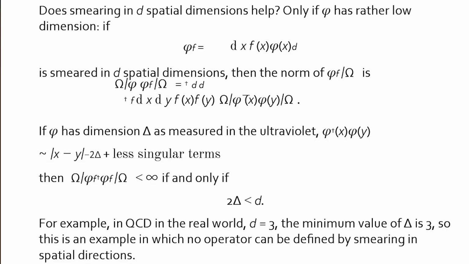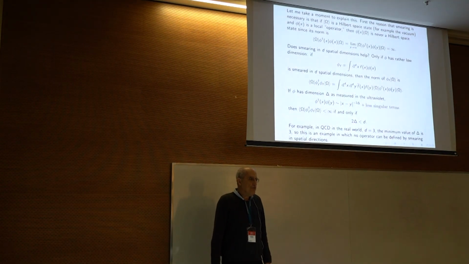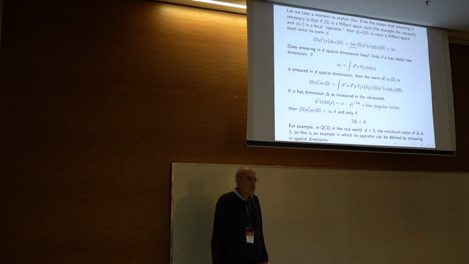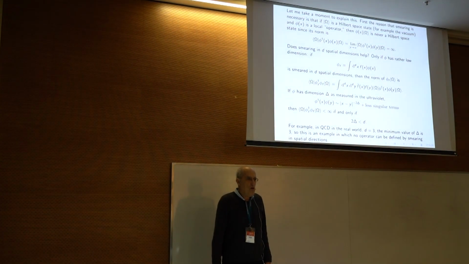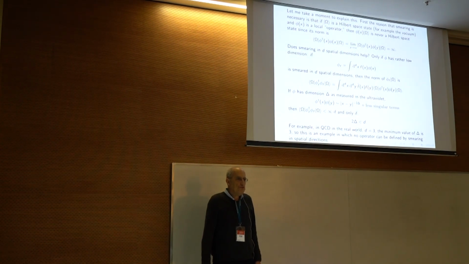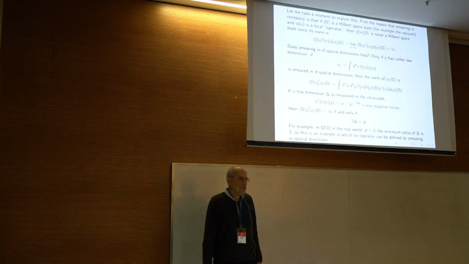You could ask whether it would be better to work in Euclidean space and smear in Euclidean space in defining an operator. That would replace little d by d plus 1, and the inequality would be that 2 delta should be less than little d plus 1. And in QCD, it would still be violated. So in QCD, we also can't define an operator by smearing in Euclidean space.